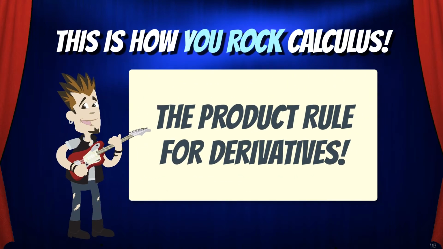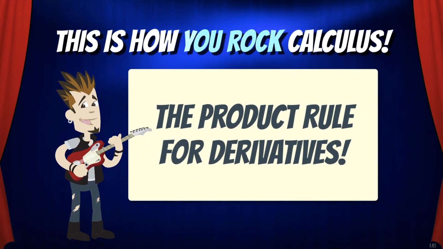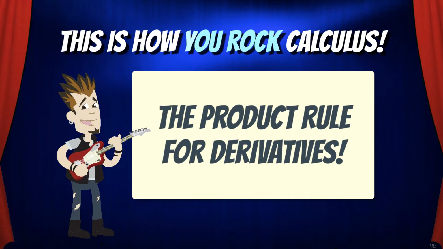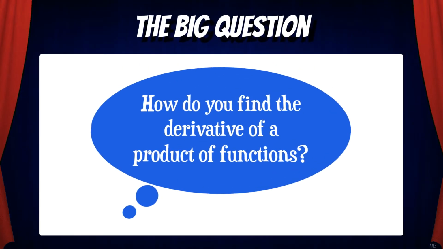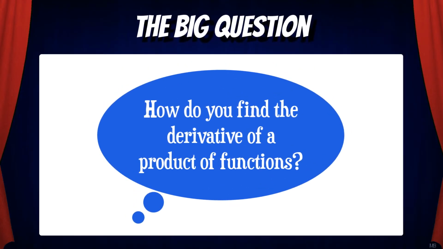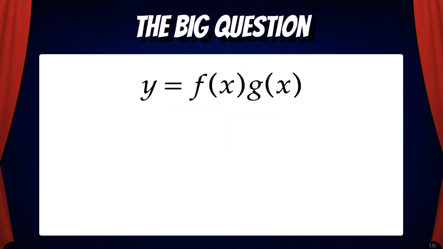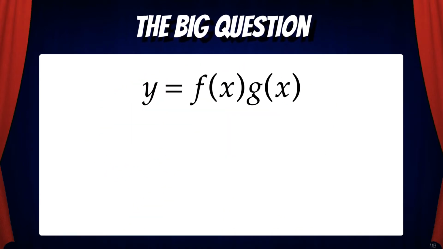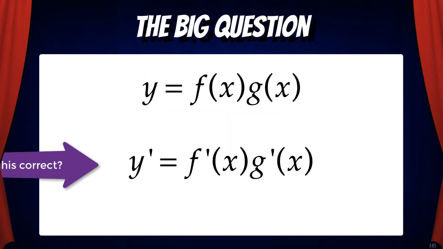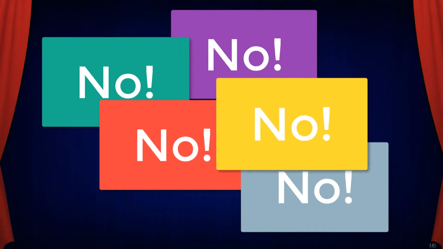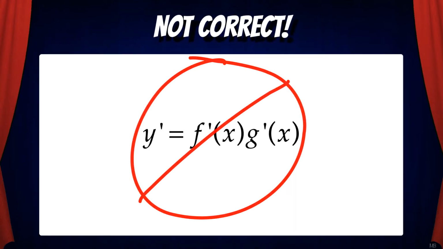Hey everybody! In this video, we're going to be learning about the product rule for derivatives. The big question is, how do you find the derivative of a product of functions? For example, if y equals f of x times g of x, is the derivative f prime of x times g prime of x? No! Unfortunately, this is not correct.